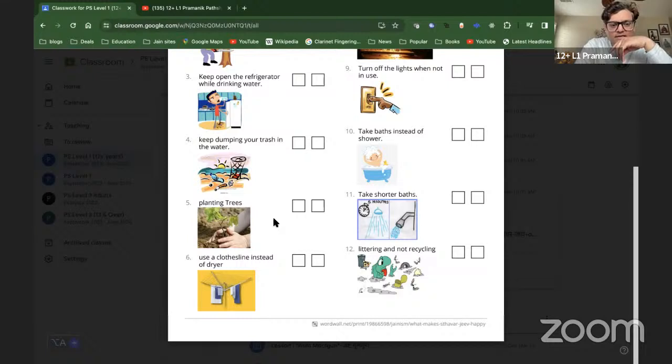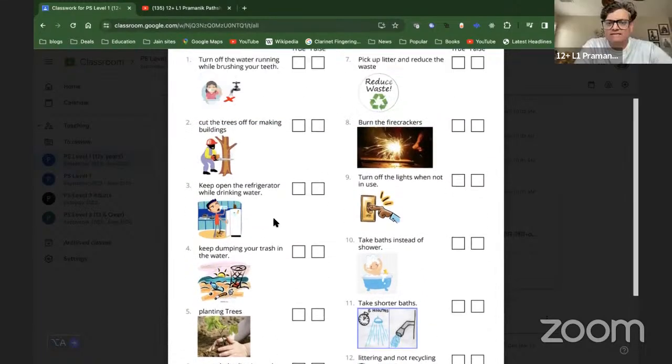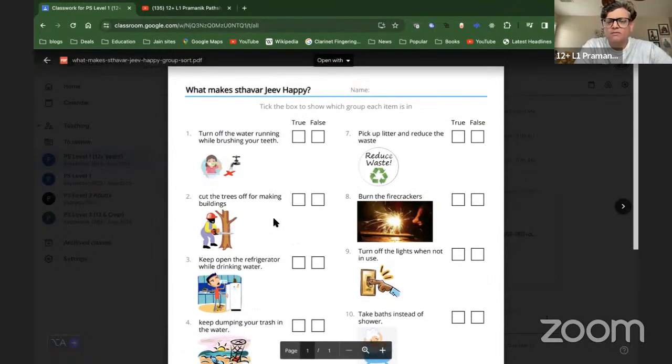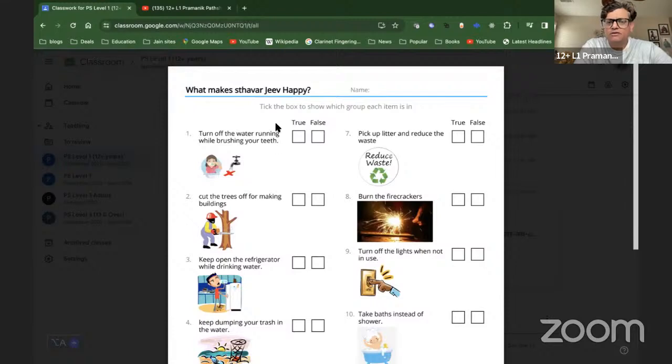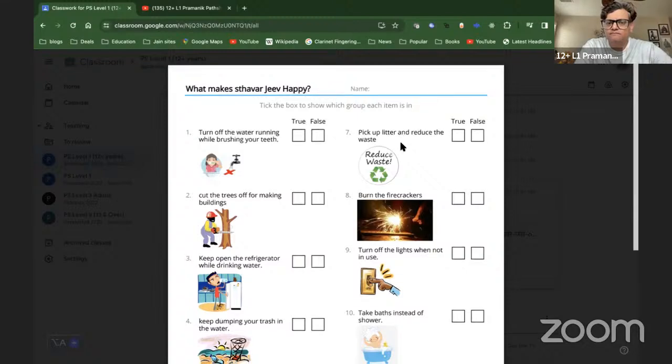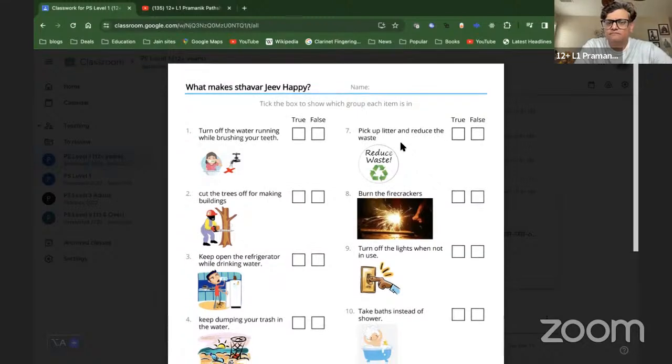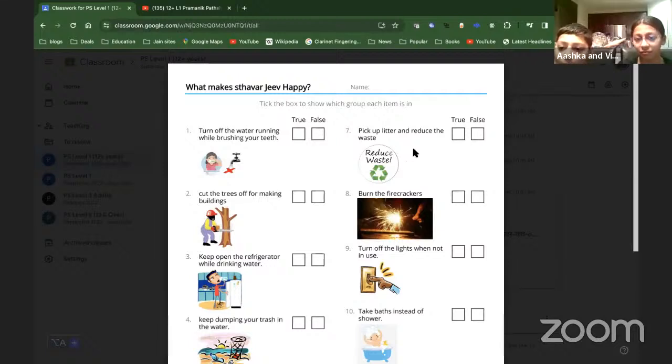Using a clothesline instead of a dryer, what do you think it would do? Samyak, would Sthawar jeeves be happy if you use a clothesline over a dryer? No, they'd be happy if you use a clothesline. Yes, you got it right. Picking up litter and reducing waste, what do you think it would do to the Sthawar jeeves? Vivan. Make them happy. Okay, good.